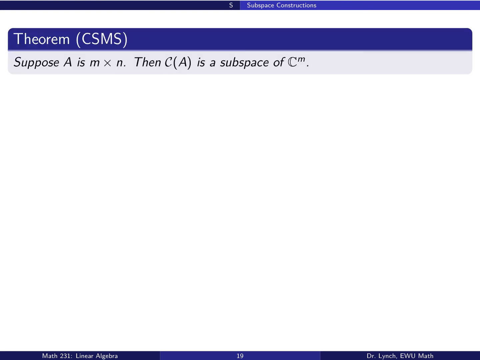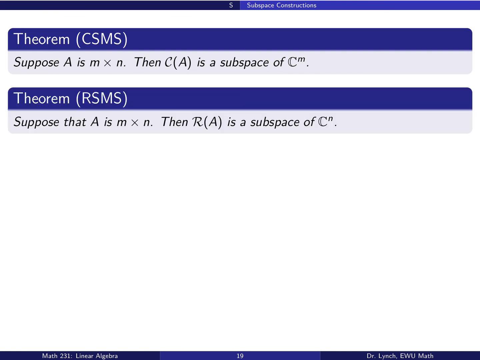For any m by n matrix A, the column space of A is a subspace of C^m. To see this, let's remember the definition of column space. The column space is the set of all possible linear combinations of the columns of the matrix A. The columns of A are denoted here as vectors A1 out to An, where each Ai is an element of C^m. So since we're able to represent the column space as the span of a set of vectors, boom, the column space is a subspace.